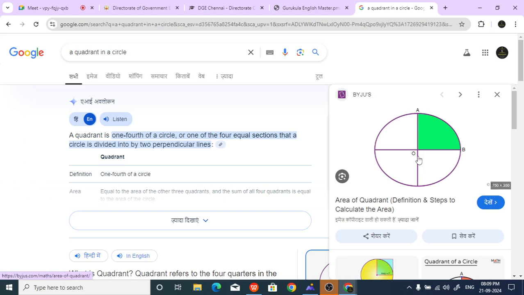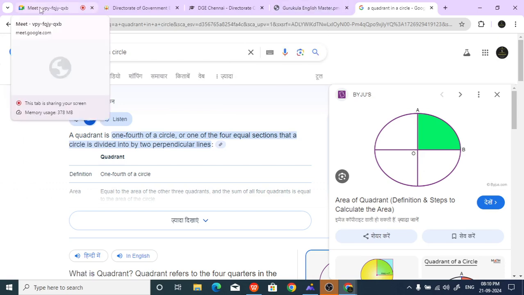So what all you have to add? AO 42, OB 42, and you have to add that 66. Add 42 plus 42 plus 66. Let's see how much you're getting.